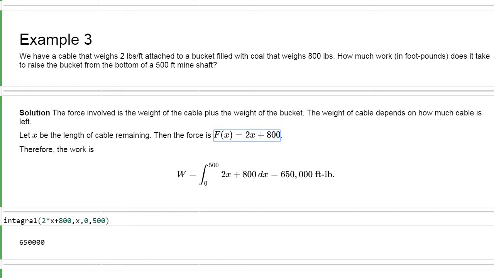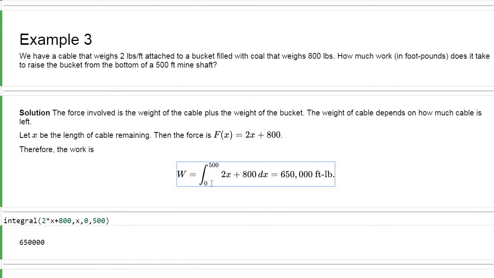That's the function we want to integrate. What are the limits of integration here? Well, we need to go from 500 feet remaining, when it's all stretched out at the beginning, to when there's no cable remaining, we have it all rolled up and we've raised the bucket the whole way. So 0 to 500.